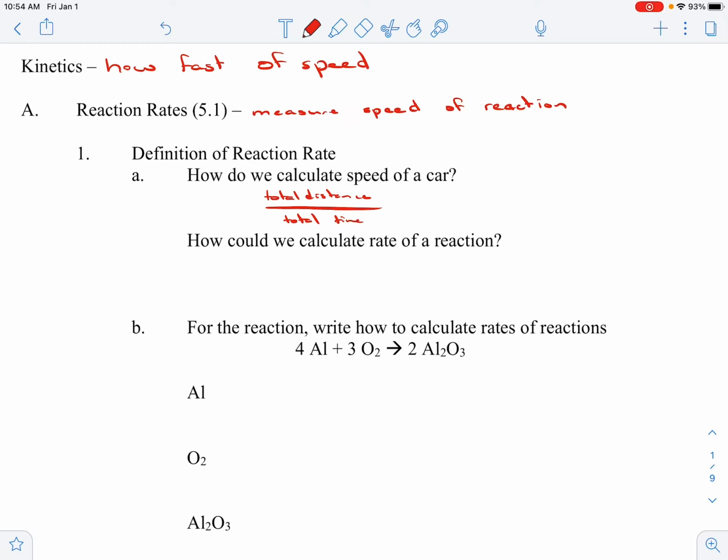Now we could do that same thing, except in a reaction, we're talking about changes in concentration. Remember, the delta sign means change. So we're talking about a change in concentration, and I'm just going to arbitrarily use A. That's just a chosen one. So the change in the concentration of A over our change in time would be how we calculate our rate of reaction. So very simply, it's very similar to calculating the rate of a car.